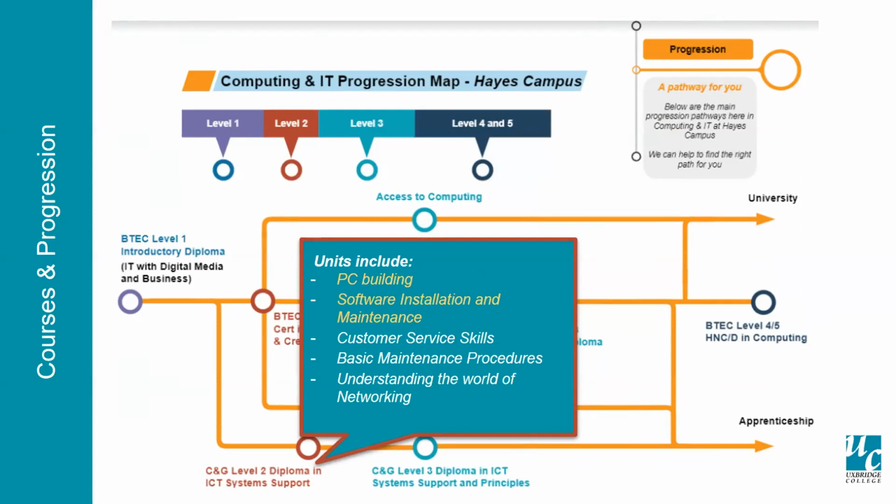We have lots of students then do our City and Guilds level 2, which gives an underpinning in things like PC building, software installation and maintenance. And then the students progress onto our C&G level 3, and then move on to apprenticeships and then into the workplace from there. So if you're looking to maybe enter industry as a basic support role within an organization, within a company, City and Guilds is definitely the route that you should be considering.